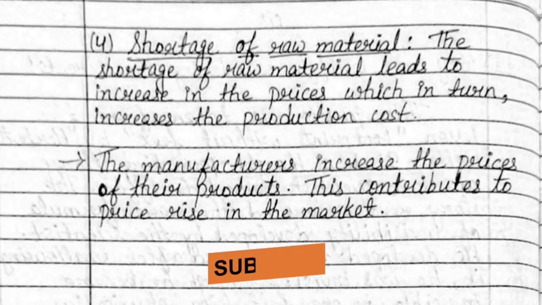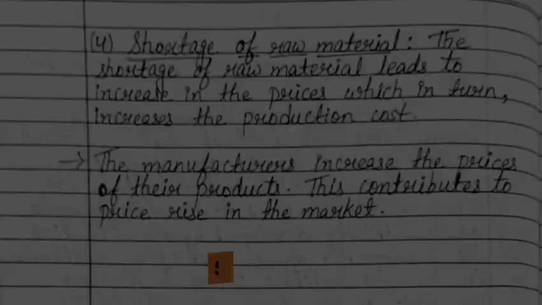Shortage of raw material. The shortage of raw material leads to increase in the prices, which in turn increases the production cost. The manufacturers increase the prices of their products. This contributes to price rise in the market.